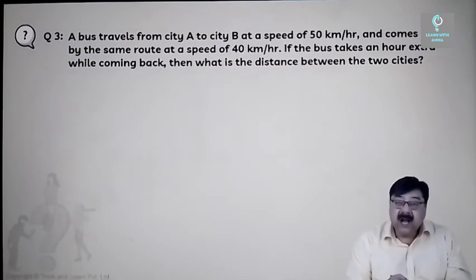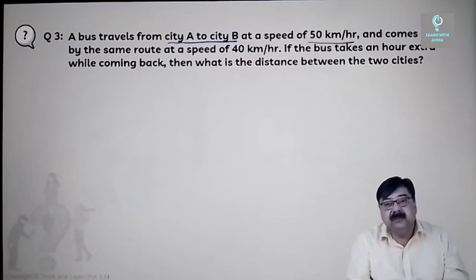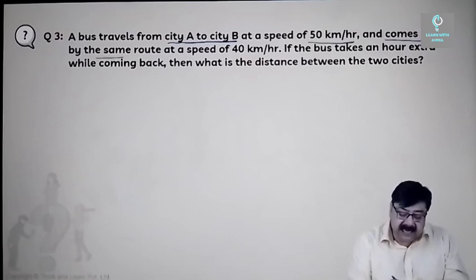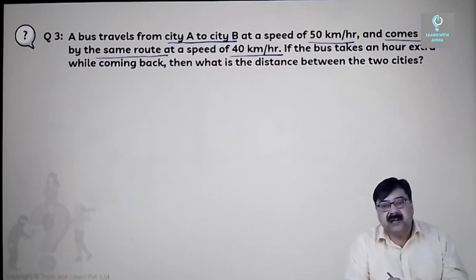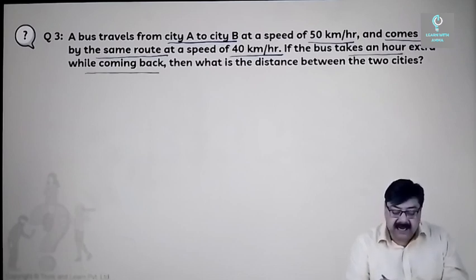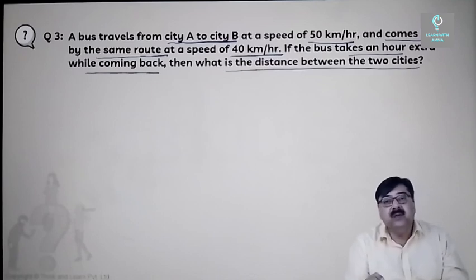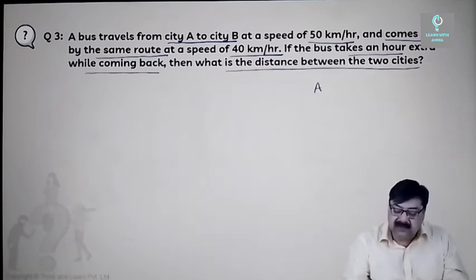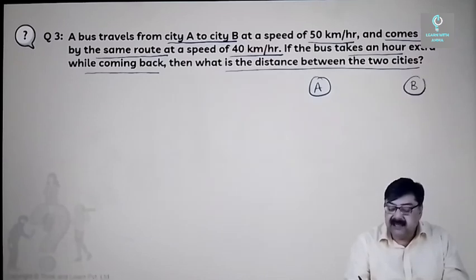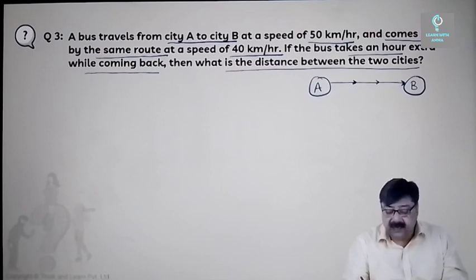Next question. A bus travels from city A to city B at a speed of 50 kilometers per hour and comes back by the same route at a speed of 40 kilometers per hour. If the bus takes an hour extra while coming back, then what is the distance between the two cities? Now there are two cities which are given to us here, city A and city B. When the bus goes from city A to city B, the speed is 50 kilometers per hour and the time taken, let us say, is T hours.